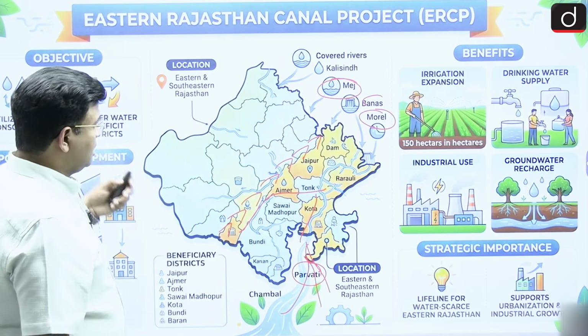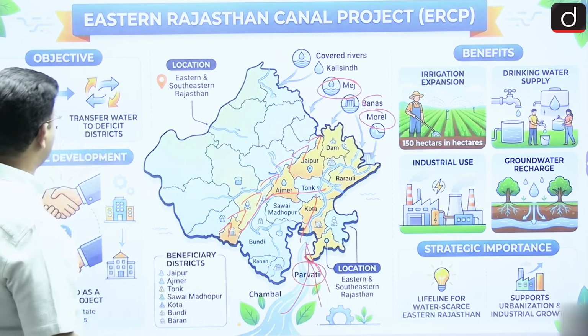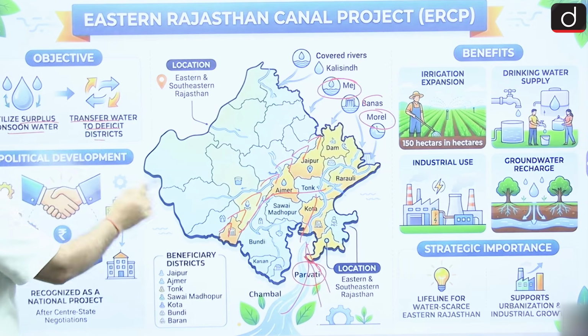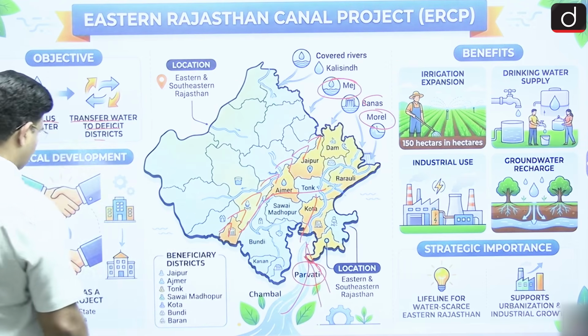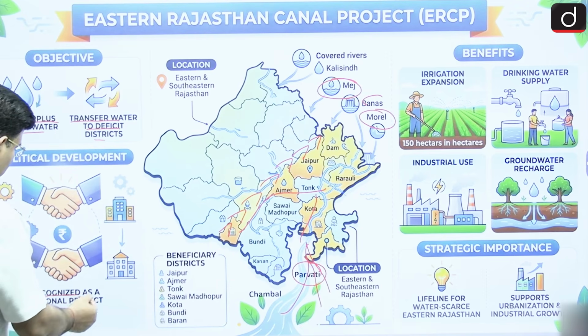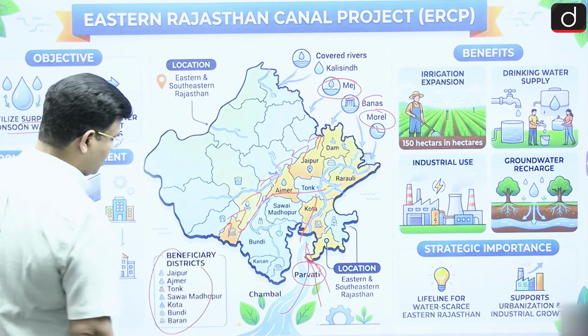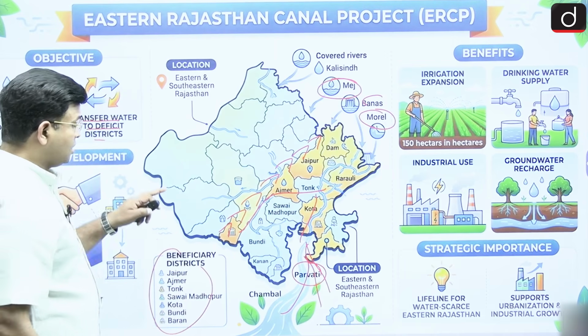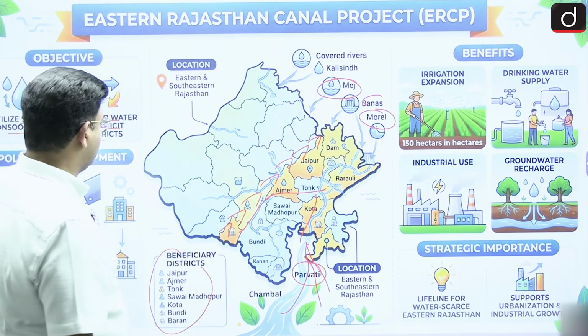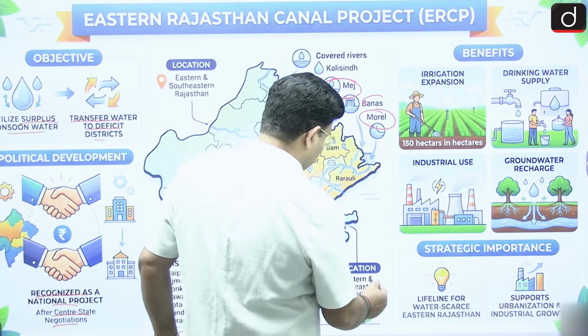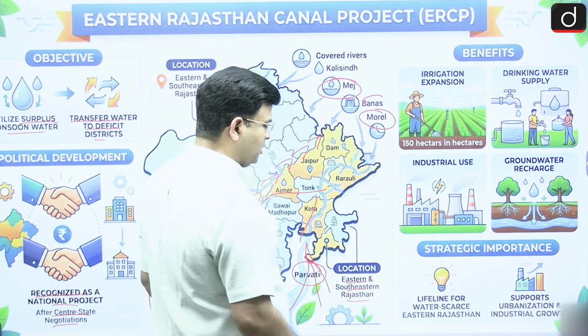So this Eastern Rajasthan Canal utilizes surplus monsoon water and transfers water to deficit districts of East and Southeast Rajasthan, and it is recognized as a national project after the center-state negotiation. These are the areas of Jaipur, Ajmer, Tonk, Sawai Madhopur, Kota, Bundi, Baran, and Jhalawar. These are the regions where the water is going. So Eastern and Southeastern Rajasthan is going to benefit from this.